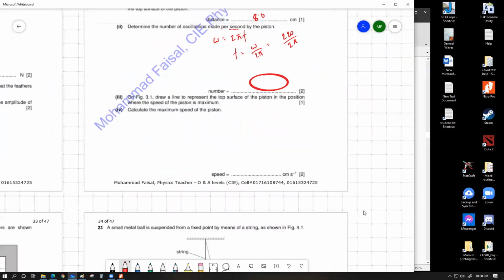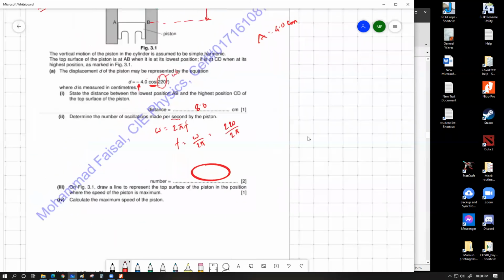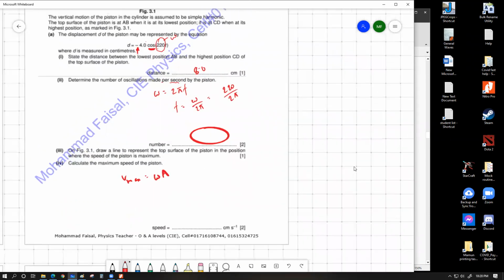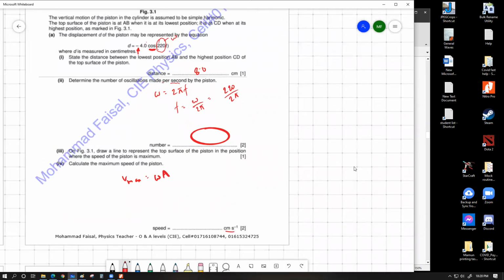Then it says calculate the maximum speed of the piston. The maximum speed formula is very simple. Vmax equals omega A. Place the value of omega, 220. Amplitude is this thing. Have a look at the unit. What is the unit they are expecting? They are expecting centimeter per second. So don't convert the amplitude to meter. You don't have to. Place it as is and find out the maximum speed of the piston. That's all.